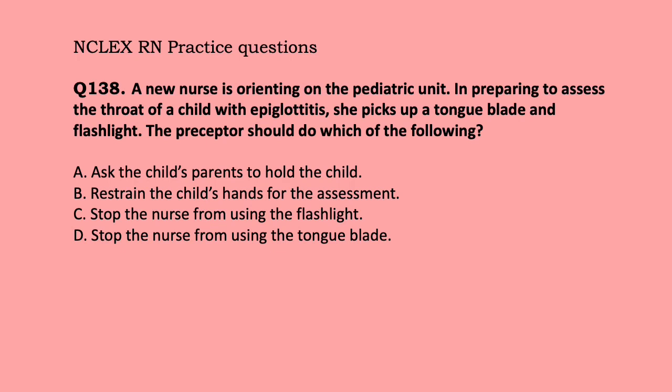Question 138. A new nurse is orienting on the pediatric unit. In preparing to assess the throat of a child with epiglottitis, she picks up a tongue blade and flashlight. The preceptor should do which of the following? A. Ask the child's parents to hold the child. B. Restrain the child's hands for the assessment. C. Stop the nurse from using the flashlight. D. Stop the nurse from using the tongue blade.